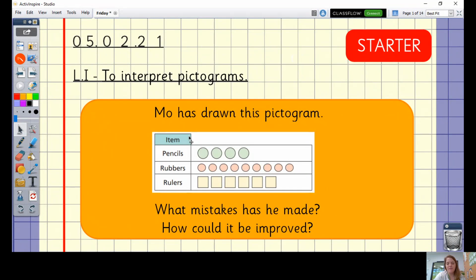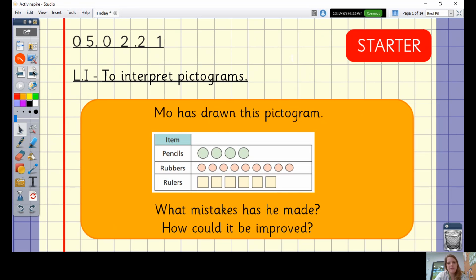Okay, here we are. As you can see on the board, there is a pictogram related to your learning from last lesson. Just as a starter to warm us up, I would like you to have a look at this pictogram. Mo has drawn this pictogram. What mistakes has he made? How could it be improved? Just like your challenge X from your learning yesterday, very similar, I want you to look at the mistakes Mo has made and how his pictogram could be improved. Think of at least 2 things he could do to improve this pictogram, and we'll share in a moment.